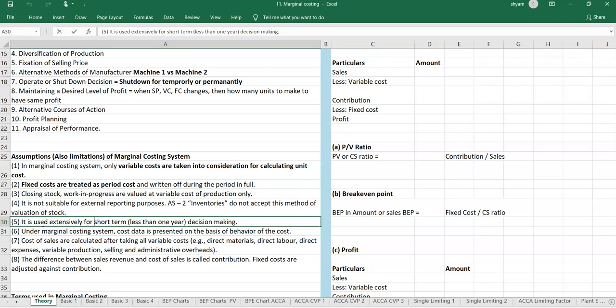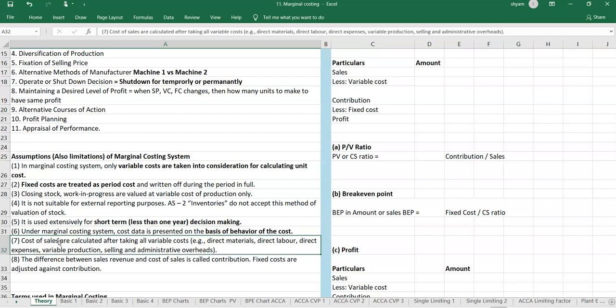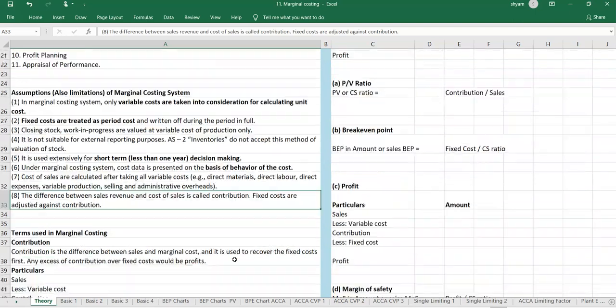Marginal costing is useful for short-term decision making purposes. You can't use it for longer-term decision making, but for short-term decision making, it's very powerful. Marginal costing will also help you find out the behavior of the cost, whether it's a fixed cost, variable cost, or semi-variable cost. The seventh point, I think we leave it. The difference between the sale price and cost of sales is called contribution. I think we have already discussed that.